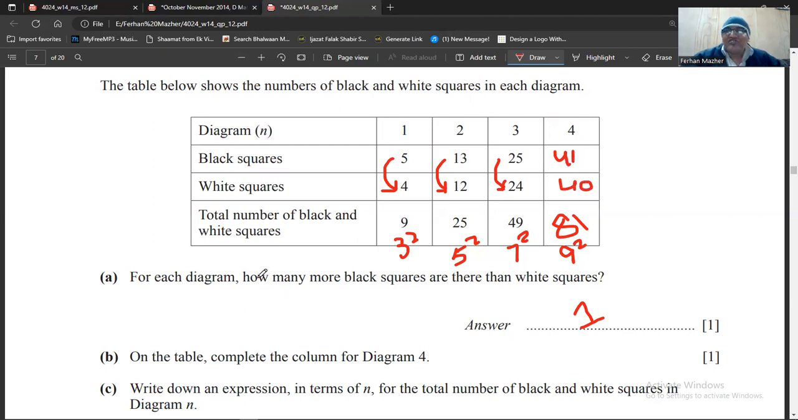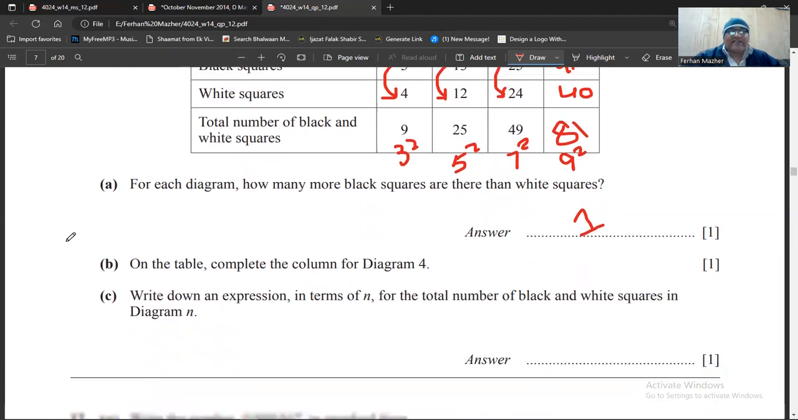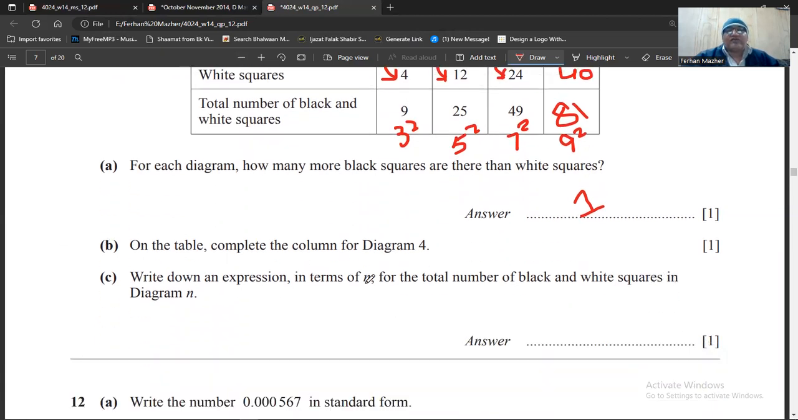So this is a very unique way of filling this table. I hope you understand how I have done this. I've used no formulae, I'm simply catching the pattern. Now I'll write down an expression in terms of n for the total number of black and white squares in diagram n.